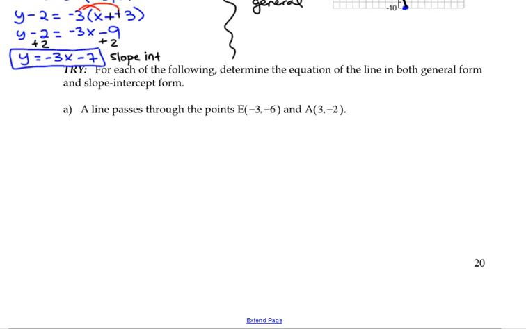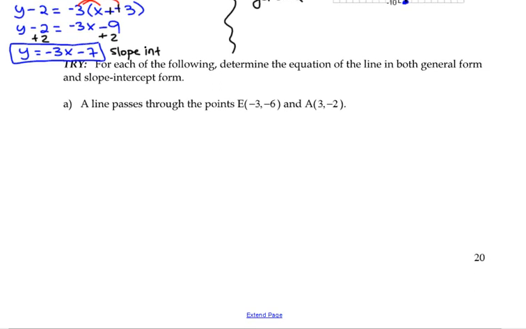Okay, so let's try the next one. I'm going to again write them in both general and slope intercept form. So first question we ask ourselves, slope, do we know it? Nope. So how are we going to get our slope from those 2 points? y2 minus y1 over x2 minus x1. We have to decide which is going to be our first point and second. To keep it simple, first is my first, second is my second.